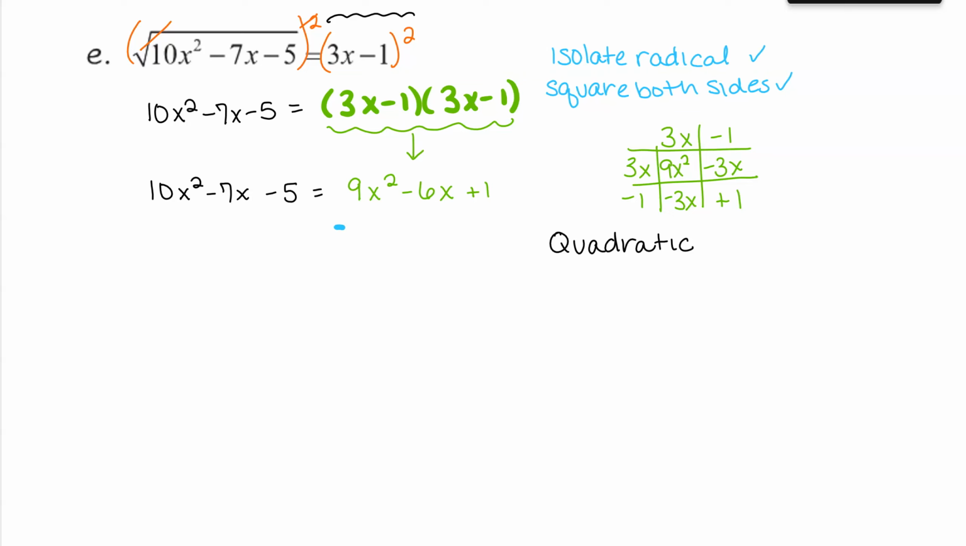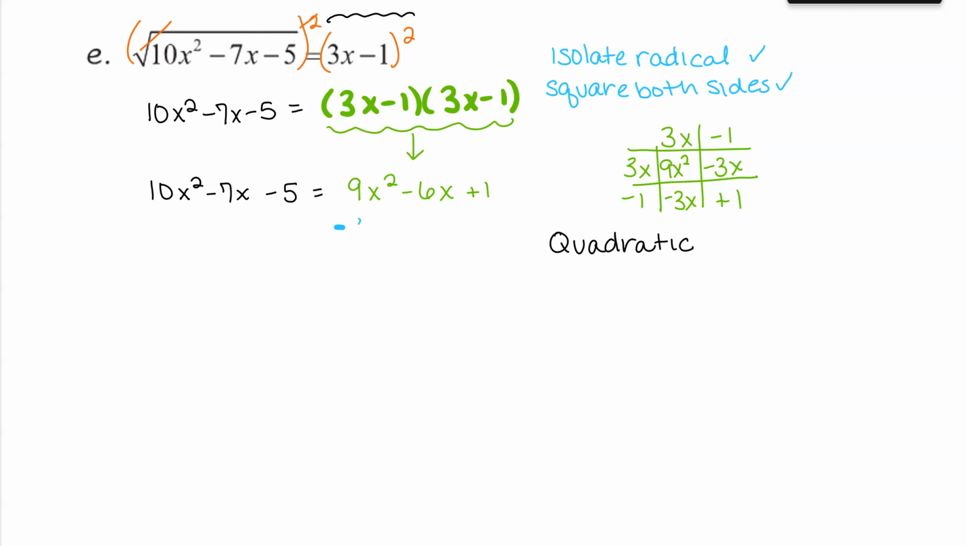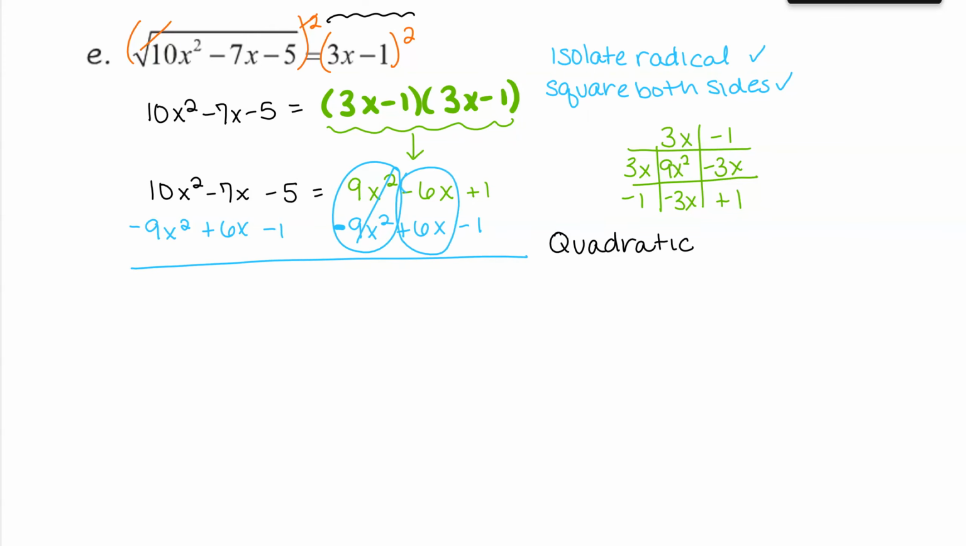So I'm going to subtract, ooh, that's kind of big. I'm going to subtract 9x squared. I'm going to add 6x. And I'm going to subtract 1. Because that on the right, cancel. Minus 6x plus 6x cancels. Plus 1 minus 1 cancels. So that right-hand side becomes 0, which is cool.